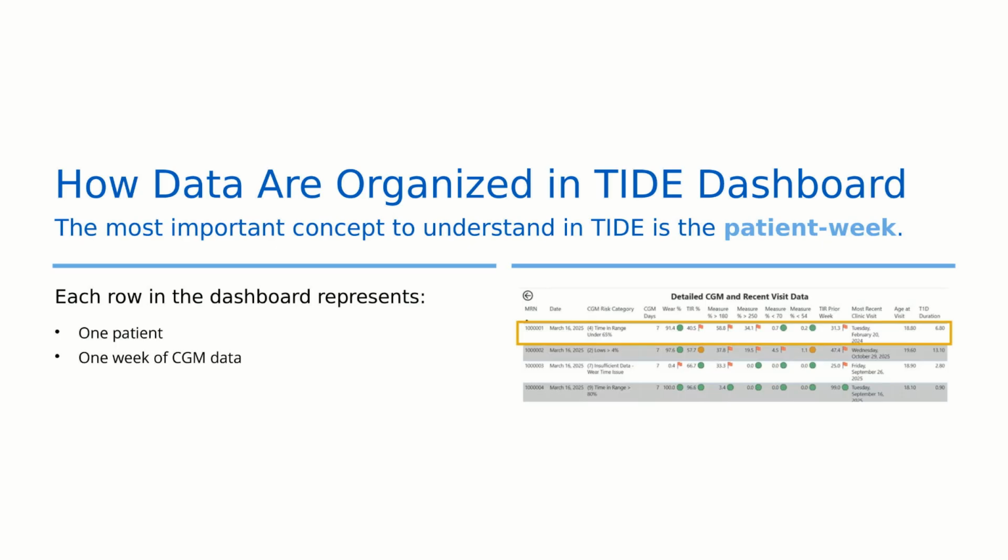One of the most important concepts to understand in Tide is the patient week. Each row in the dashboard represents one patient and one week of CGM data. This structure allows teams to review patterns over time while still prioritizing recent or high-risk data points.